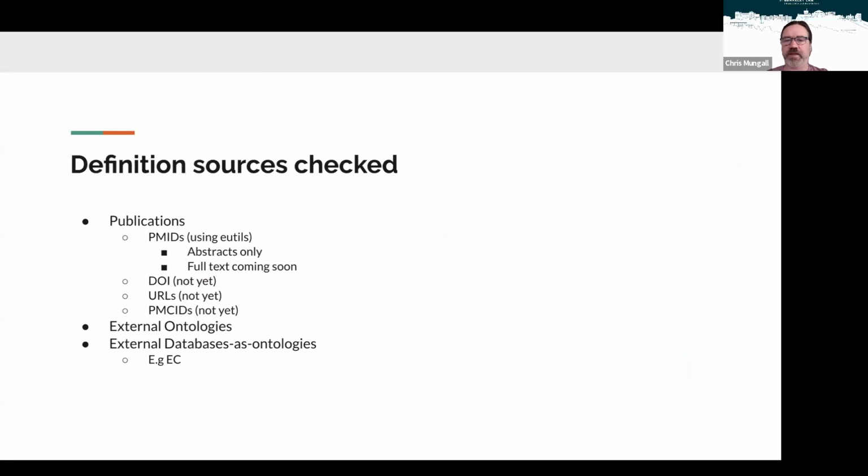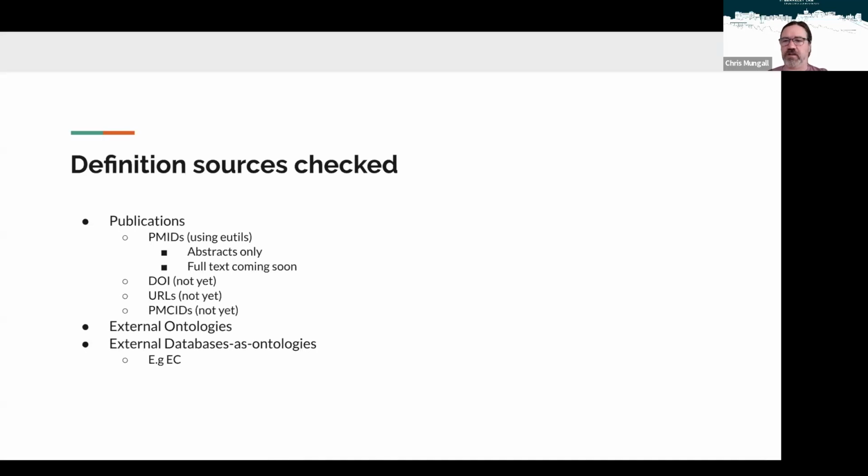So at the moment, when you run OAK validate definitions, it will do lookups of your publications. It will only make use of PMIDs at the moment, but it will be very straightforward to add this for PMC IDs, for DOIs, and for general URLs in the wild as well. Maybe Wikipedia as well. So these are common definition sources.